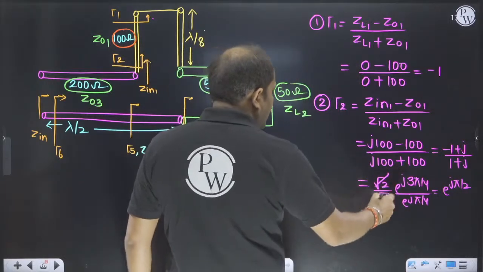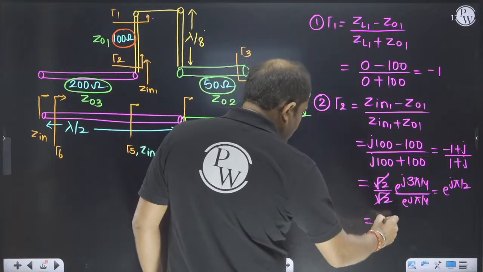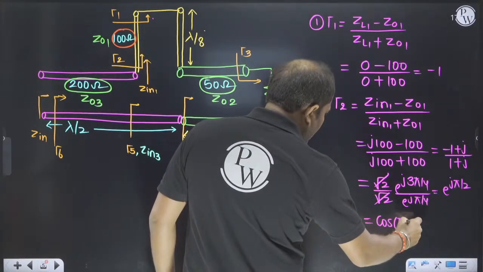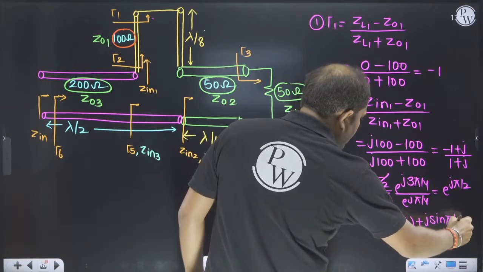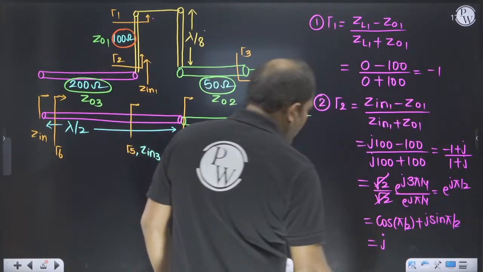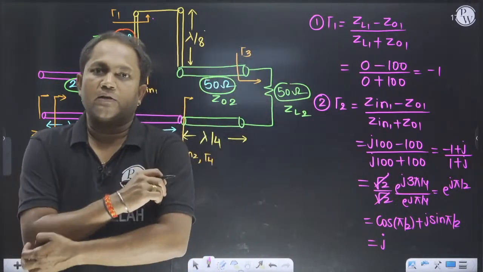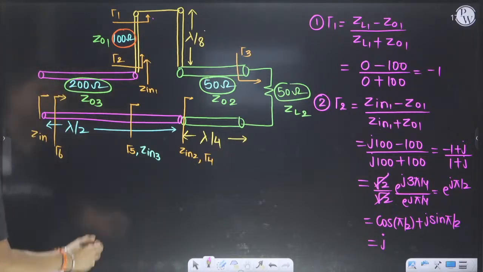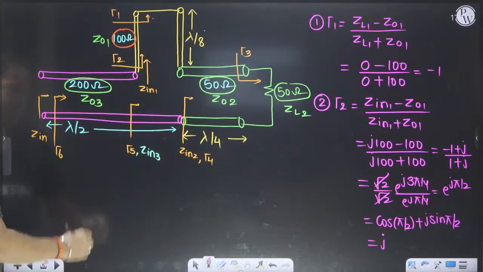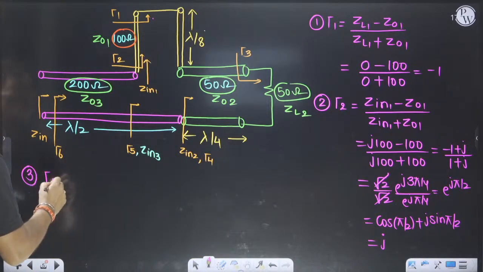Root 2 will cancel out. E to the power pi by 2 is cos pi by 2 plus j sin pi by 2, so you will get j. Or you can solve it by applying conjugate multiplication, in the top and bottom, and you get j. So you can solve gamma 2 like this also.